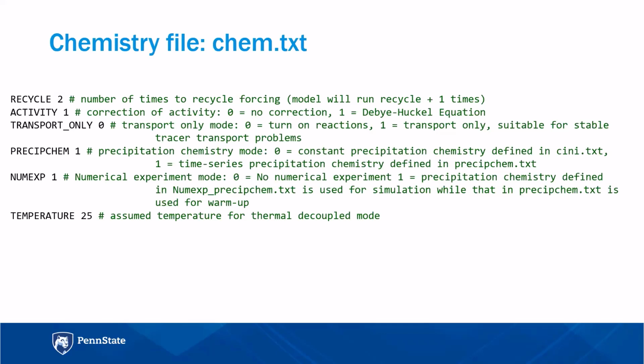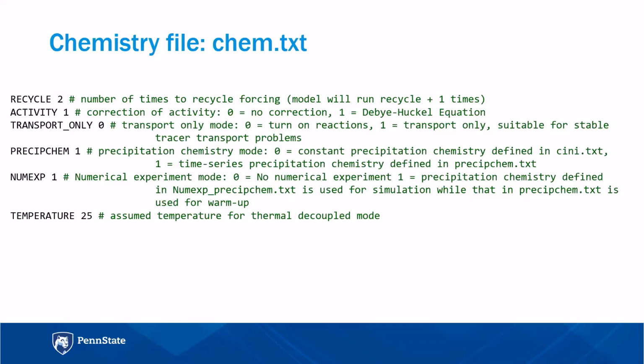Now, for the third line, since we're running a reaction in the simulation, we want the transport only line set to 0 so that we turn on the reactions. Next, the precip chem line is set to 1, so we need to include a time series of precipitation chemistry for our simulation. And if you don't have this data, you can set this line equal to 0, and the model will use the constant precipitation chemistry that's defined in the CINI file.